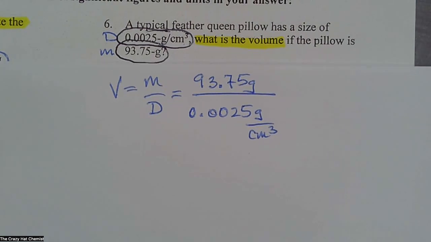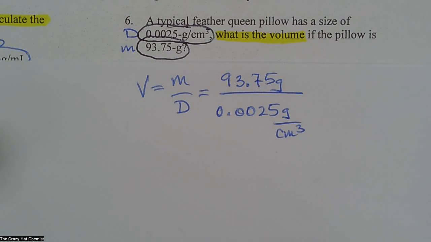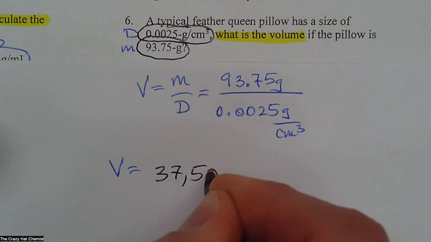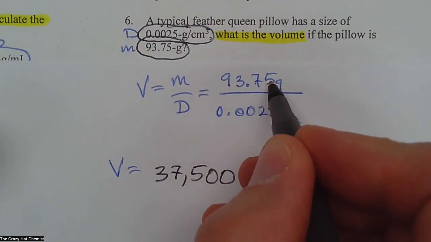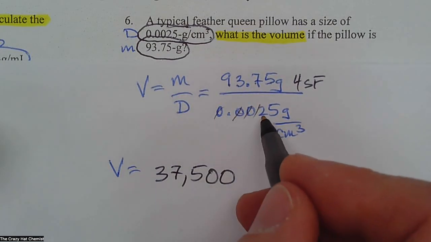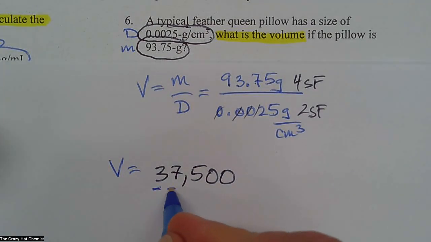Perfect. So now we're going to plug this stuff into our calculator, and we're going to get a number. So volume is equal to 93.75 divided by 0.0025. And we're going to get a number right here. That number that's in my calculator is 37,500. Okay, and we're going to look at the number of significant figures we have. We got 1, 2, 3, 4 significant figures. Leading zeros do not count for significant figures, so that's 2 significant figures. So that means I need to round my answer to 2 significant figures.